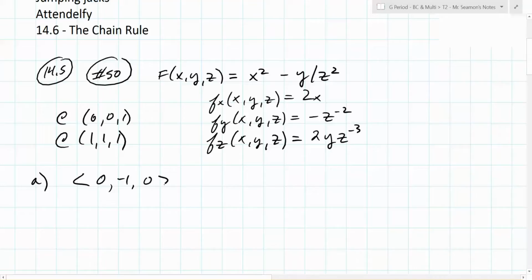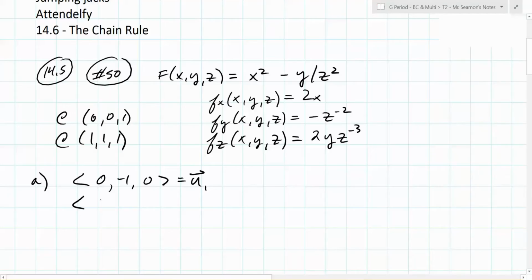Is that a unit vector? Were we guaranteed to get a unit vector? Is the gradient vector always going to be a unit vector? No. Does it happen to be in this case? Yes. So this one is u1. Yay, exciting.